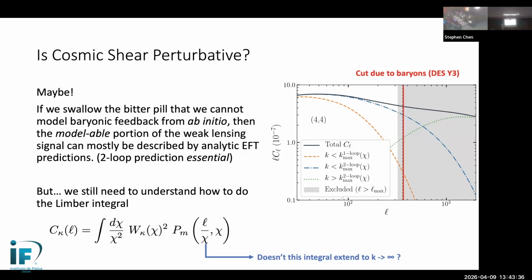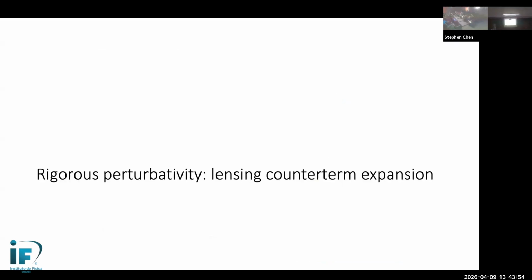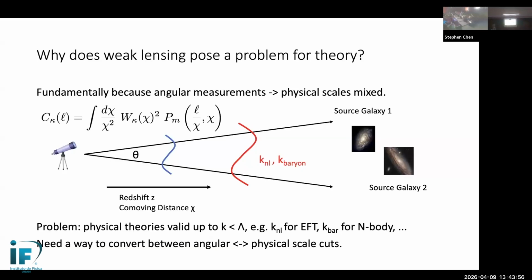But again, we're still in a situation where the matter power spectrum evaluated at this physical momentum is being integrated over many, many distances. So still, it seems like naively we have to do an integral to k of infinity, which is not well behaved in our theory. So how do we do this? This brings me to the next portion of the talk.